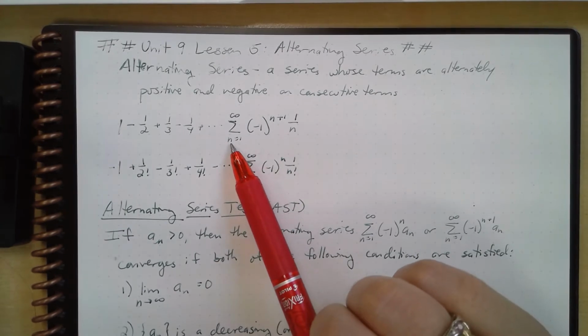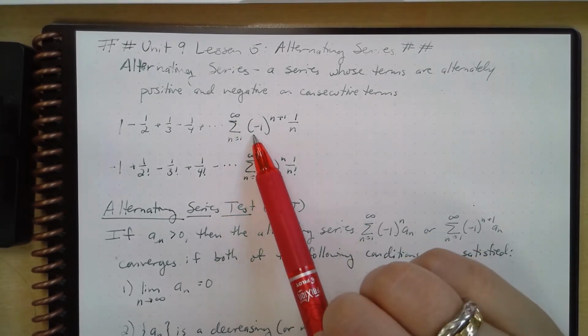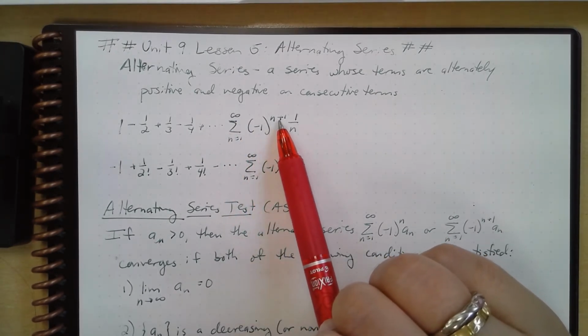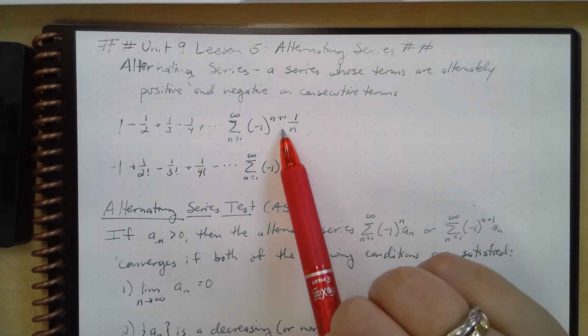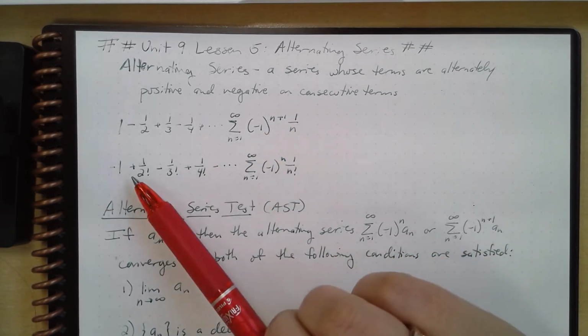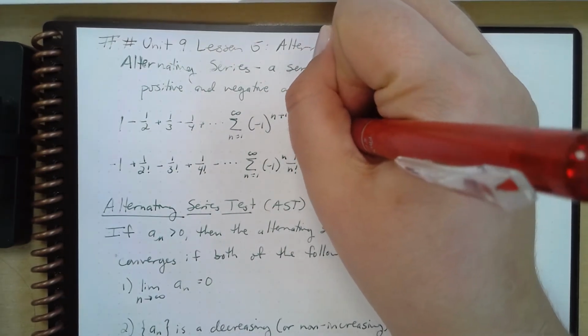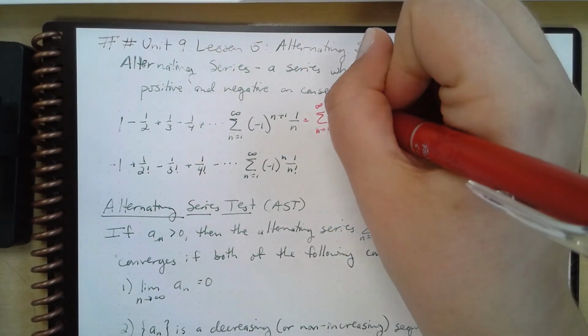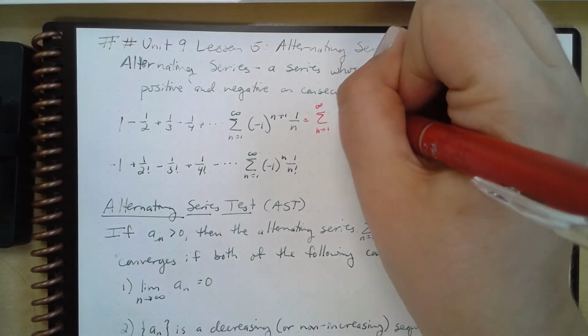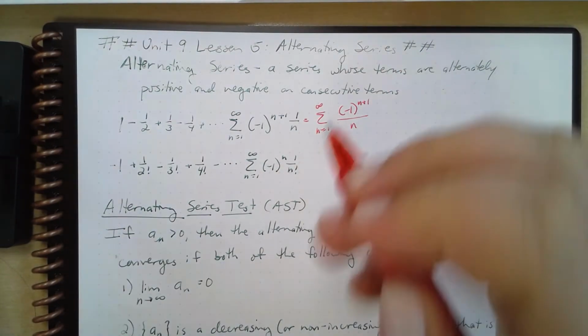That's an alternating series. So this would look like the sum from 1 to infinity of negative 1 to the n plus 1 power times 1 over n. And I guess you could also write that as the sum from n equals 1 to infinity of negative 1 to the n plus 1 power over n. That's the same thing, right?